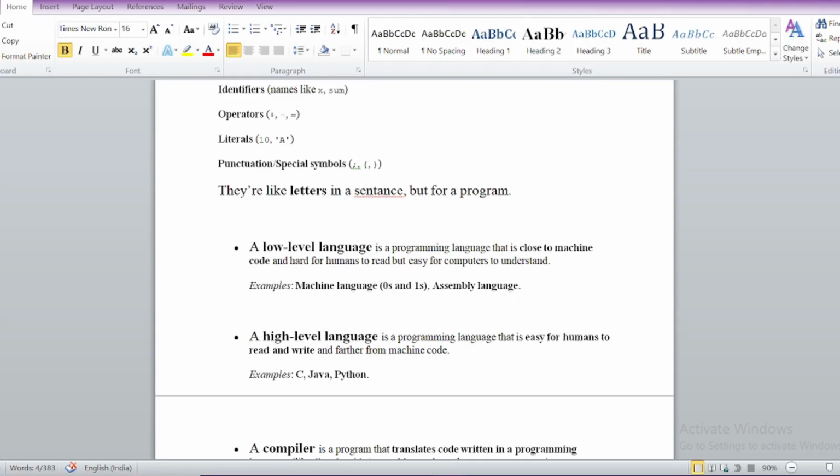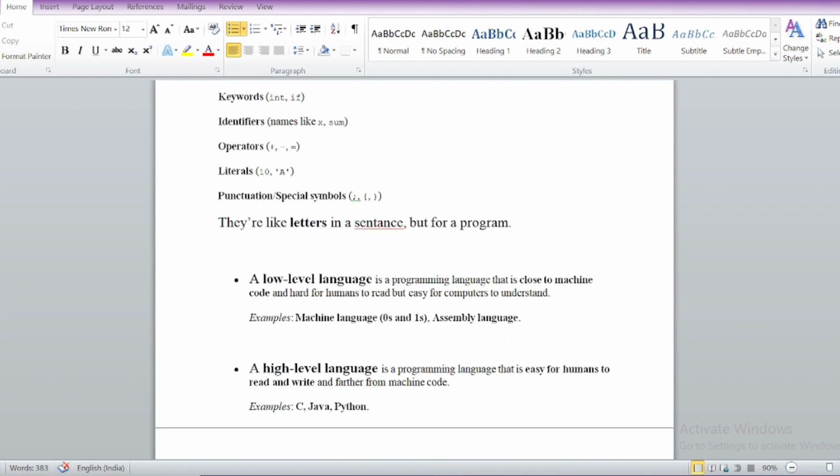Coming to language levels, we have two language levels. One is low level language and another one is high level language. Low level language is a programming language that is close to machine language, so it is very hard for humans to read and decode. For example, machine language, zeros and ones, is generally known as binary language. It is harder for humans to decode. And assembly language was also used in the earlier days.